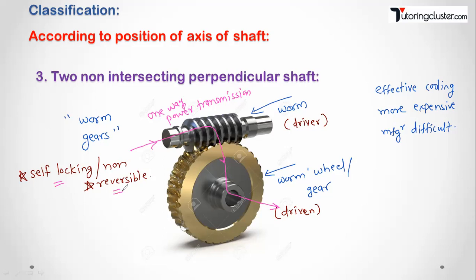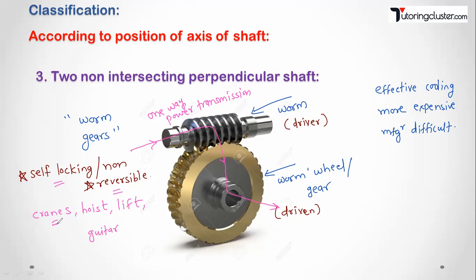Due to this property, which you will not find in other types of gears, spur gears or helical gears or bevel gears, in both directions power transmission is possible. But in the case of worm gears, you have to remember those are called non-reversible or self-locking gears. Due to this property, the major application you will find is in cranes, hoists, lifts.